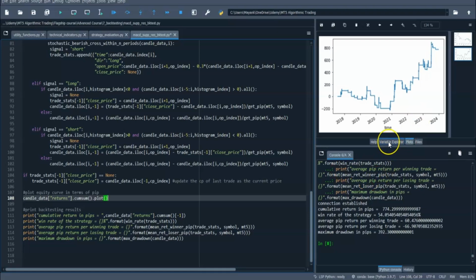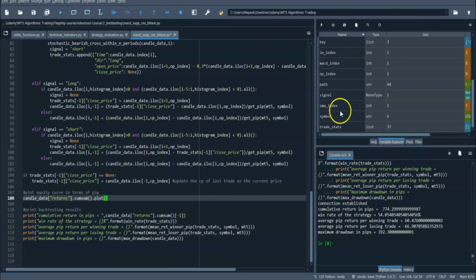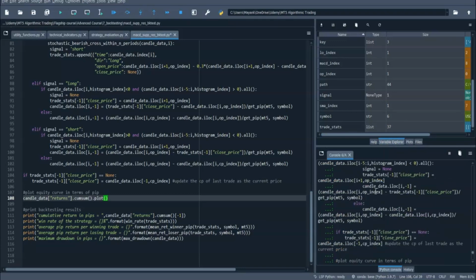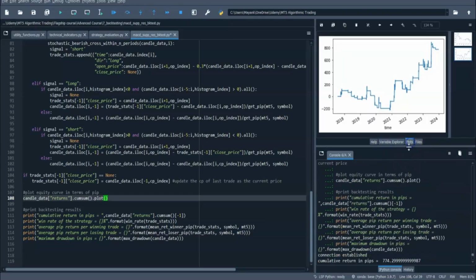But there is one more problem with this strategy. Look at the backtesting period. It's almost 6 years. Now let us look at the number of trades that it gives you. 37. Okay. So on average, you are getting 6 trades per year. So in 2 months, you've got 1 trade. So that's another problem with this particular strategy.